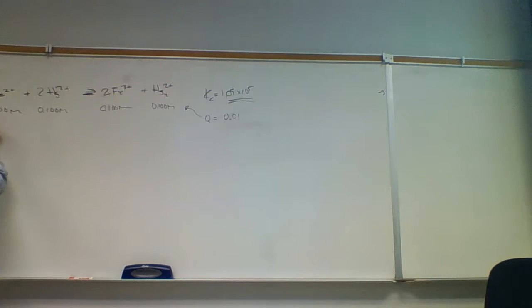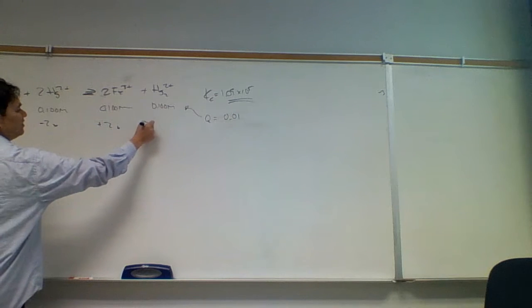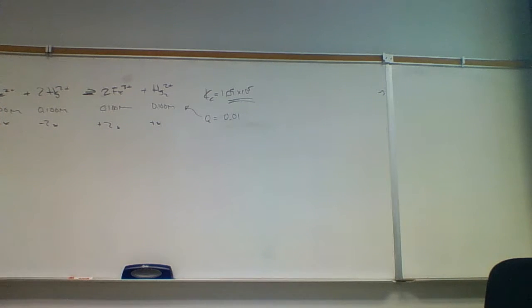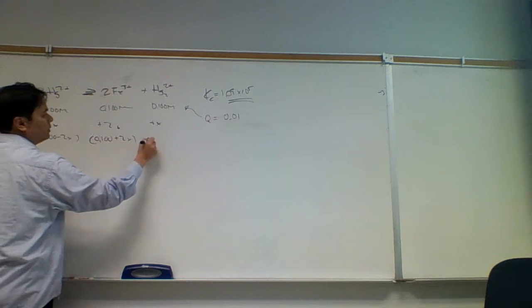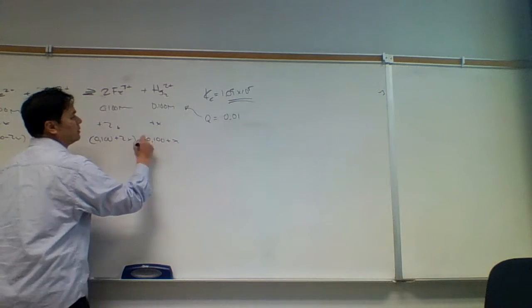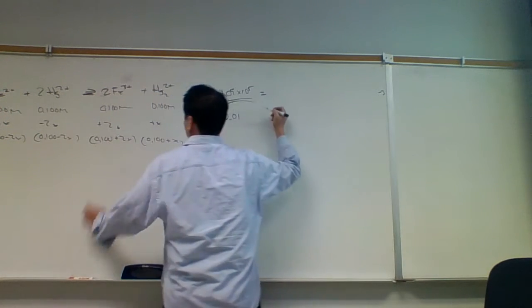And so the change here is minus 2x, minus 2x, plus 2x, plus x. And then at equilibrium, I'm going to get 0.100 minus 2x, 0.100 minus 2x, 0.100 plus 2x, 0.100 plus x. And then solve it for KC.